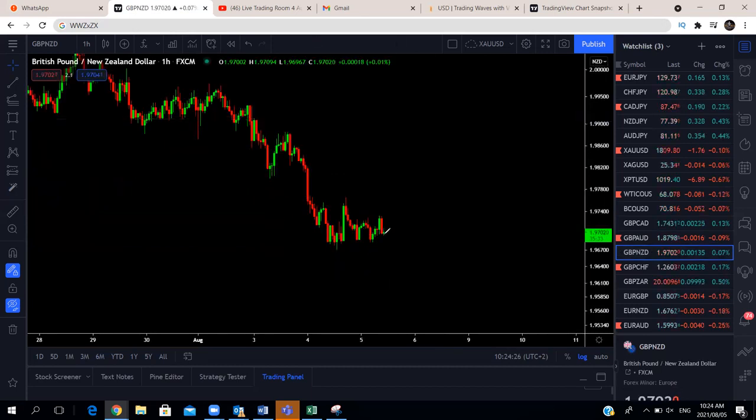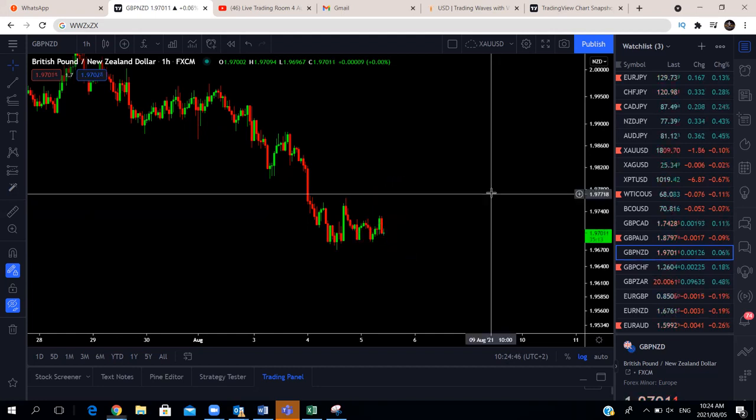Pound New Zealand, expect this to do this. Now, if you look at the internal structure here, this looks like a 3-wave structure. 1, 2, 3. We expect a push to the downside and a bounce. If we get that bounce, that will be a continuation pattern for more downside on pound New Zealand.